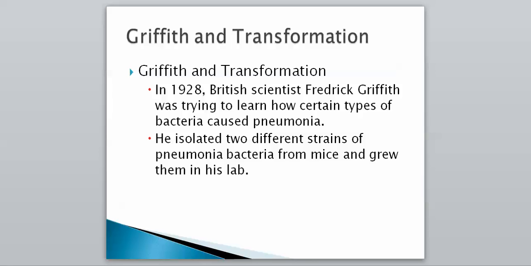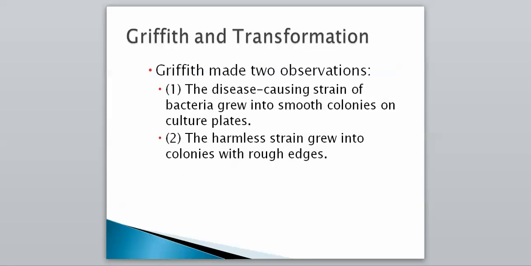In 1928, Griffith was trying to learn how certain types of bacteria cause pneumonia. And again, pneumonia is just a disease or an illness that gives you fluid in your lungs, and it's really hard to shake. It's like a really, really bad cold. He isolated 2 different strains of pneumonia bacteria from mice and grew them in his lab. He was using mice as basically his test subjects in order to see how pneumonia affected them and growing different types of pneumonia.